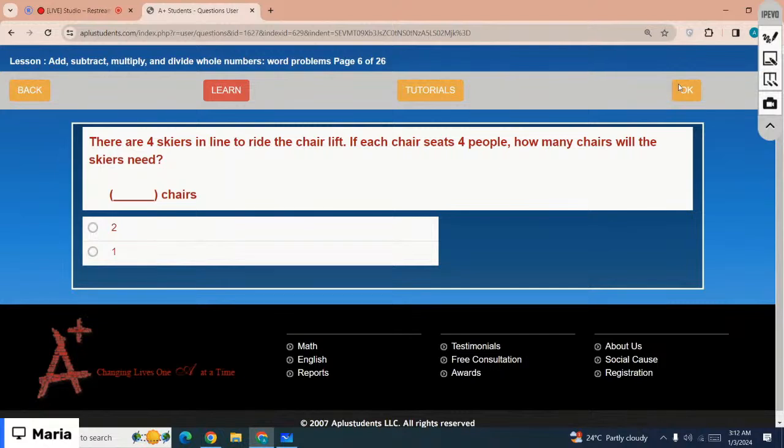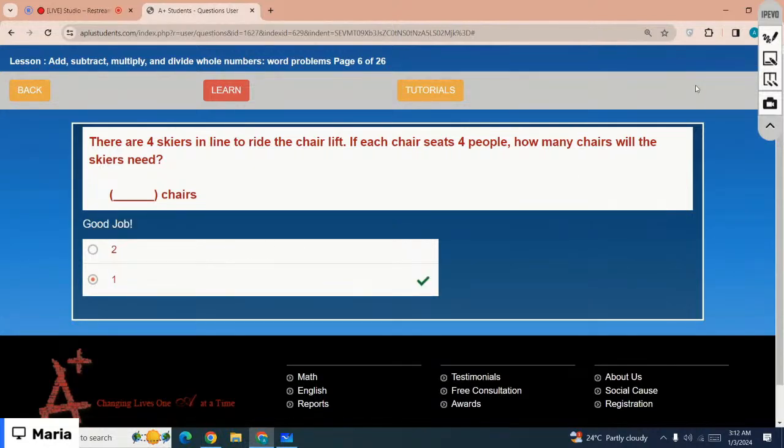You have a total of four skiers, right? And each chair seats four people. So how many chairs do you need? Yes, the correct option is just one, because 4 divided by 4 is 1. So you just need one chair. Very good.